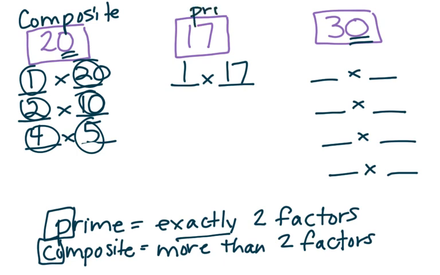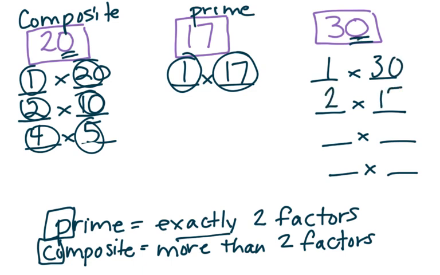17 is called prime. It has exactly 2 factors, 1 and itself. 30, I have 1 times 30. It's an even number, so 2 times 15, 3 times 10, 5 times 6, and then my next one would have been 6 times 5, and there I have my turnaround fact.